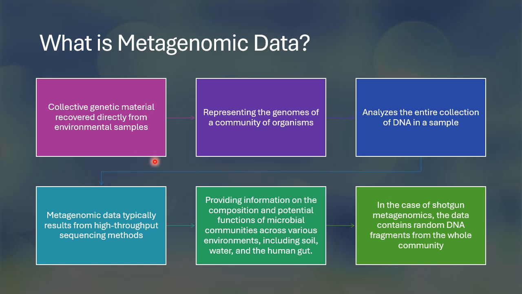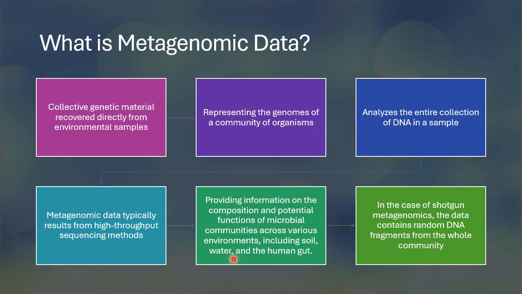Metagenomic data typically results from high throughput sequencing, or next-generation sequencing, which means it rapidly produces a vast amount of DNA or RNA sequence data in a single run, and also provides information on the composition and potential of microbial communities across various environments, including soil, water, and the human gut.